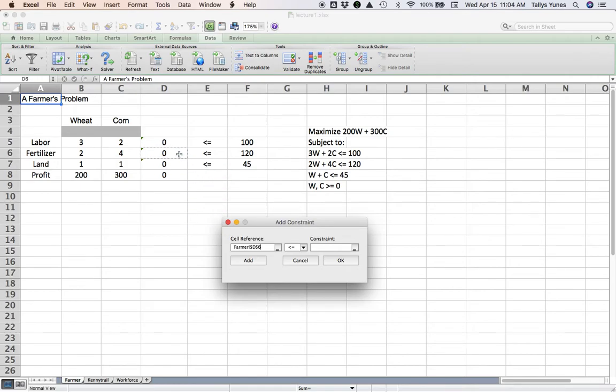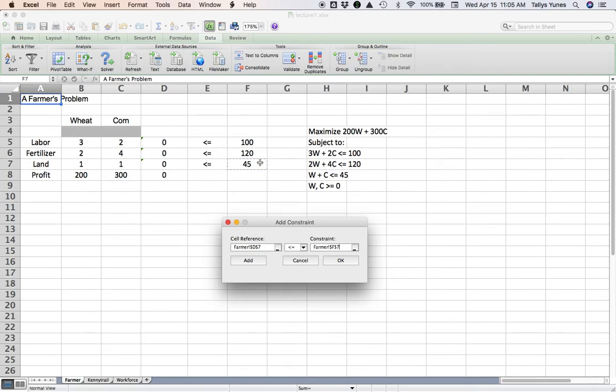The amount of fertilizer used at the most, amount of fertilizer available, that is to say the number in D6, that's what I put on the left, less than or equal to the number in F6. F6 is what I put on the right. And the last constraint, amount of land used in D7, at the most amount of land available in F7.